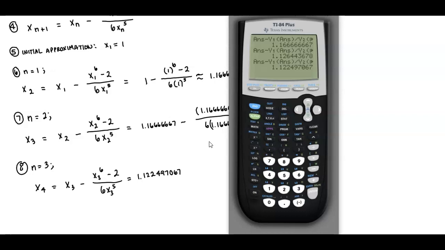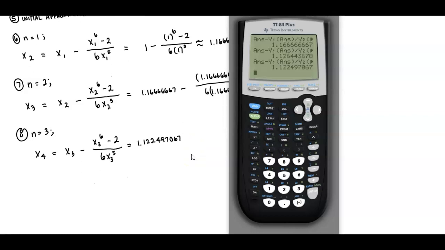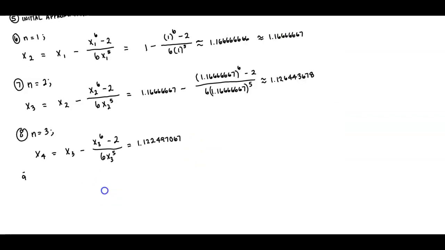So therefore there is our result. Now let's go to 4, and let's go to 5, and then let's go to 6. So let's try it when n is equal to 4. When n is equal to 4, we get x5, which is going to equal x4 minus x4 to the 6th minus 2 over 6 x4 to the 5th.